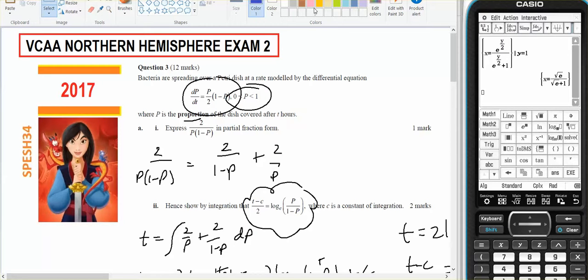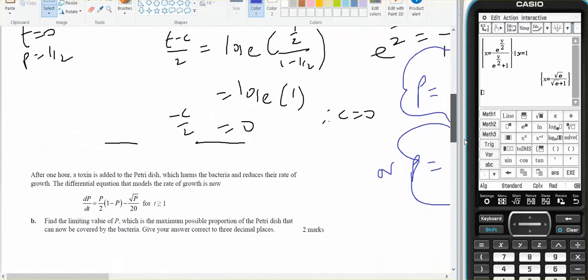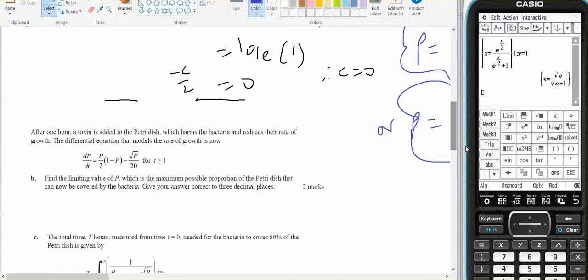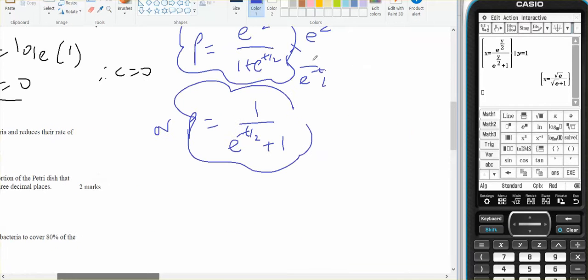This is for Year 12 Specialist. It comes out of the Northern Hemisphere Exam 2, 2017, question 3. I've already done 3A in a previous video. Now I'm looking at 3B. So after an hour, if I go back to my previous rule and I substitute time to be 1 hour, that is what it is after 1 hour. So 0.62245.